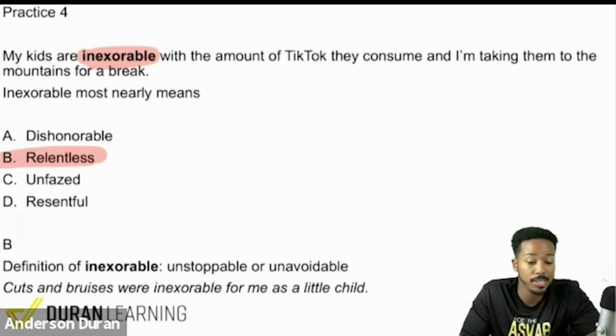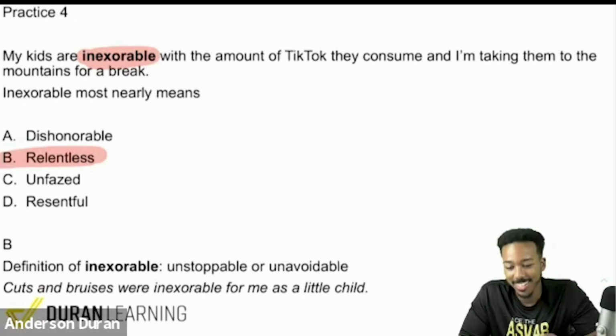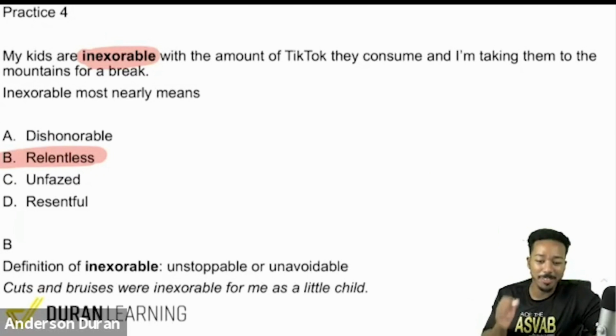Then D, resentful. What does resentful mean, everybody? And I said it earlier, what does resentful mean? Not similar, nope, not similar. Animosity, I was waiting for somebody to say that, there we go. Animosity and resentment are very similar words.